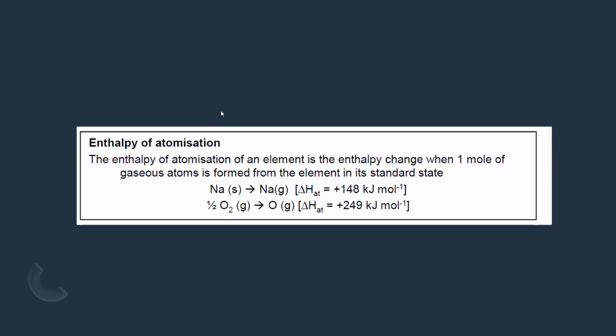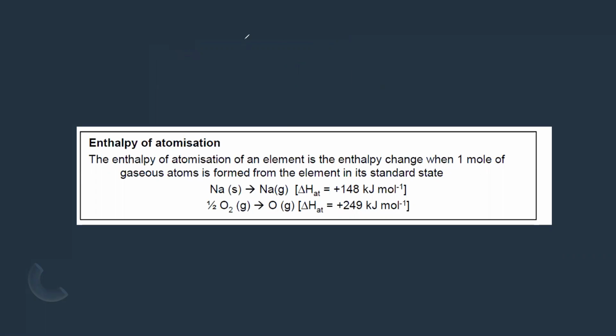What is the definition of enthalpy of atomization? Enthalpy of atomization means when we produce atoms from an element, and the element can be in any state. If from the element we produce an atom of that element in a gaseous state, and we should produce one atom, what will I call that? I will call that the enthalpy change of atomization.